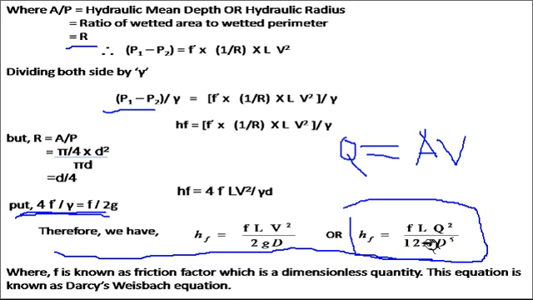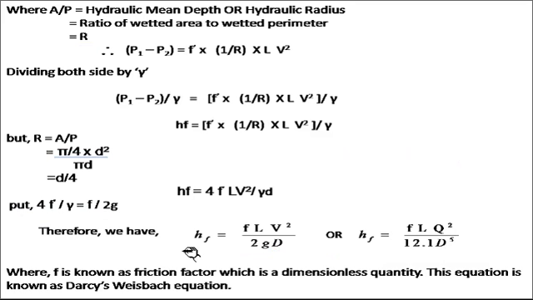You have to remember these two equations for future use. HF is equal to FLV square upon 2GD. It is the Darcy-Weisbach equation. It is the head loss when the fluid flows from point 1 to point 2. And this is also the head loss, but it is in terms of discharge.